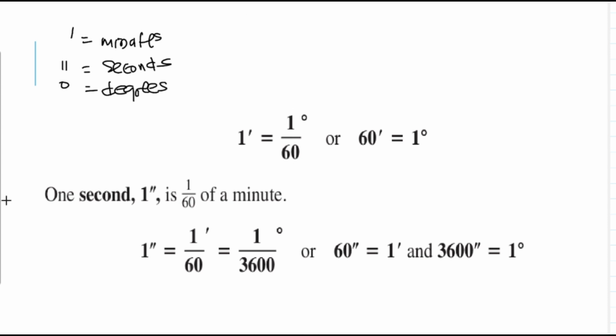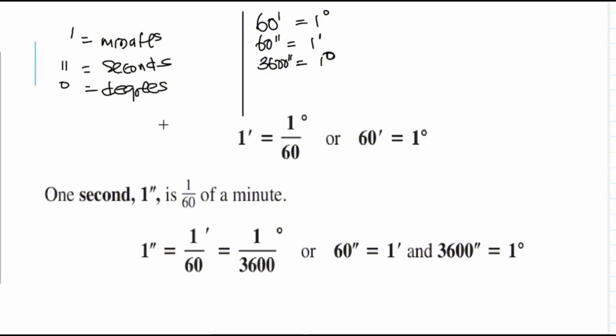What it basically means here is that if we interpret it in another form, it means that 60 minutes equals 1 degree. Okay. And you know that 60 seconds equals 1 minute, right? So it then implies that 3,600 seconds will equal 1 degree. So we can use this fact to convert between degree, minute, and second.